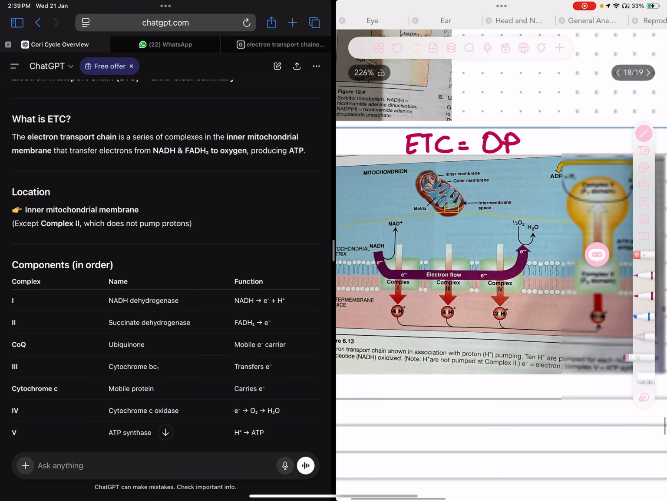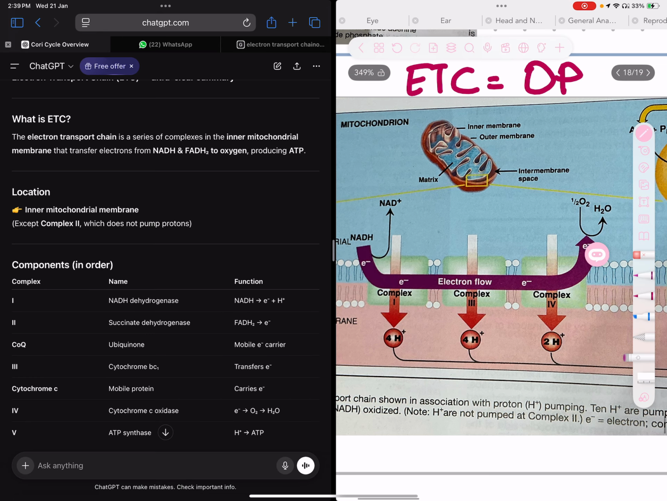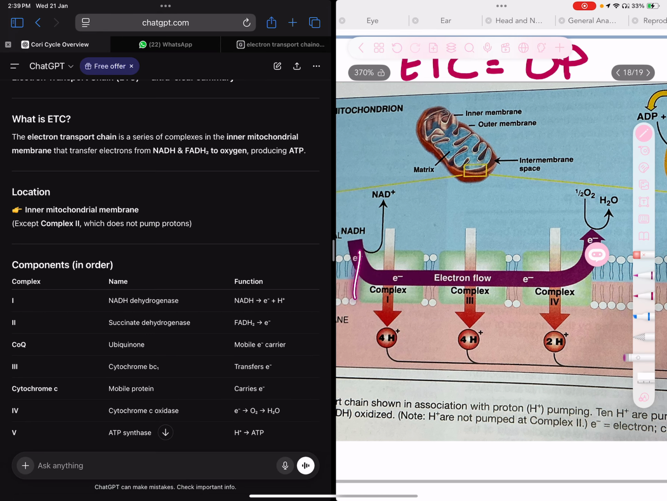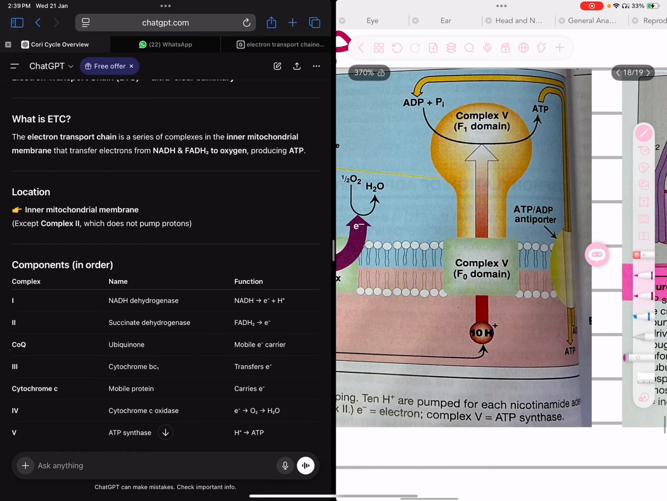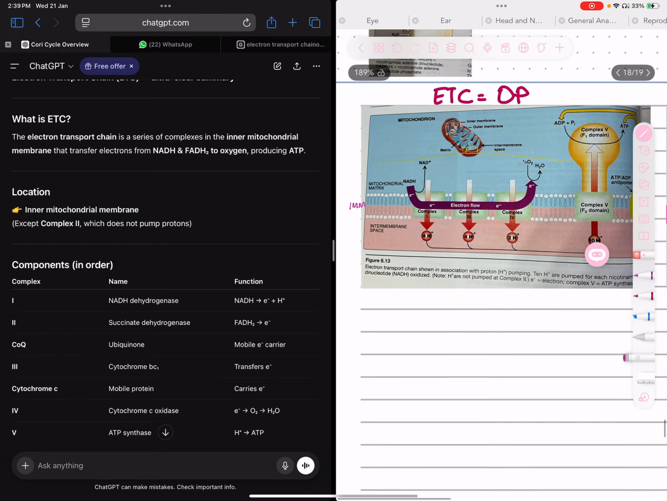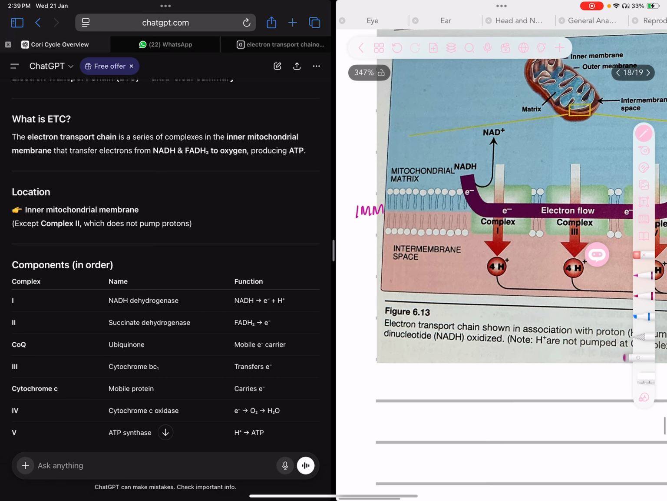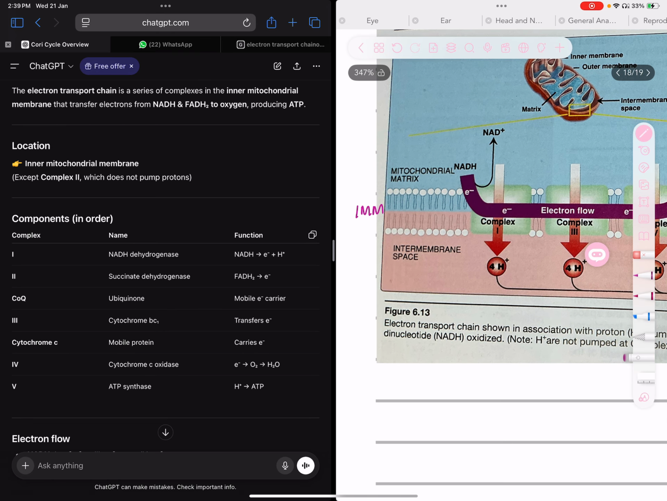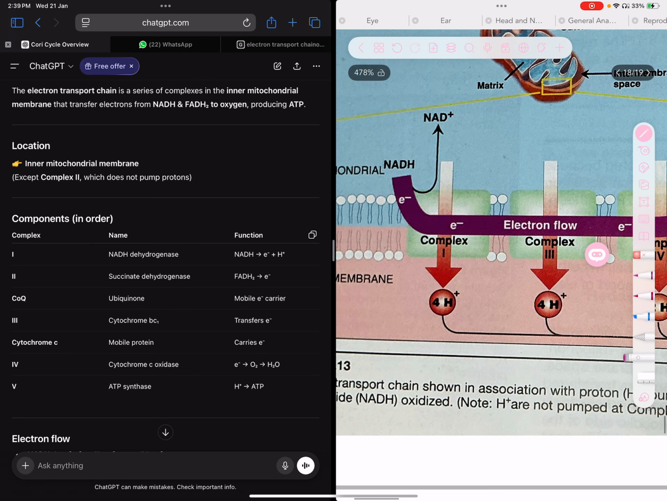Now, the electron transport chain is basically a series of complexes which are located on the inner mitochondrial membrane. So these are the series of complexes. You have complex 1, you also have complex 2, then complex 3, complex 4, and complex 5 is basically your ATP synthase, right? Now complex 2 does not pump protons, so that's the reason they've not shown it here, but there is complex 2, so let me just draw it on my own.